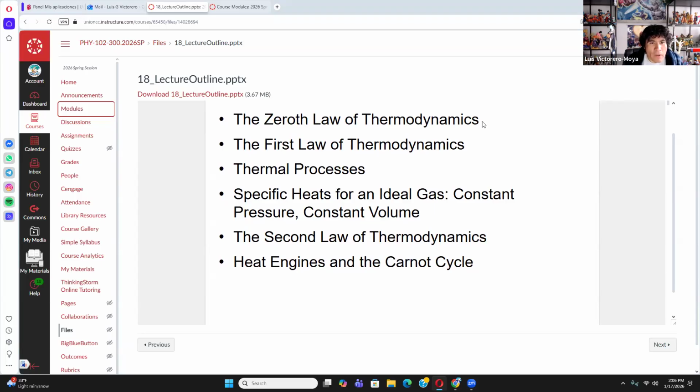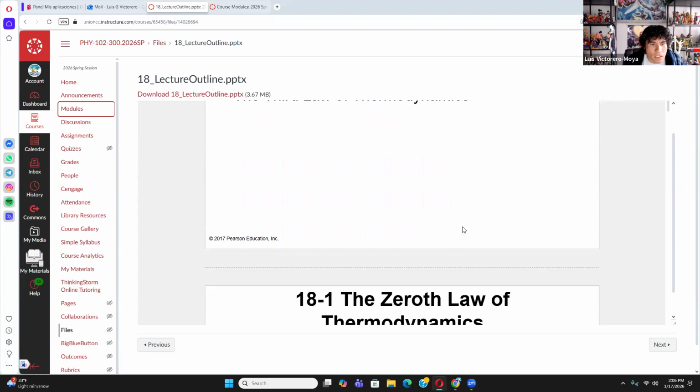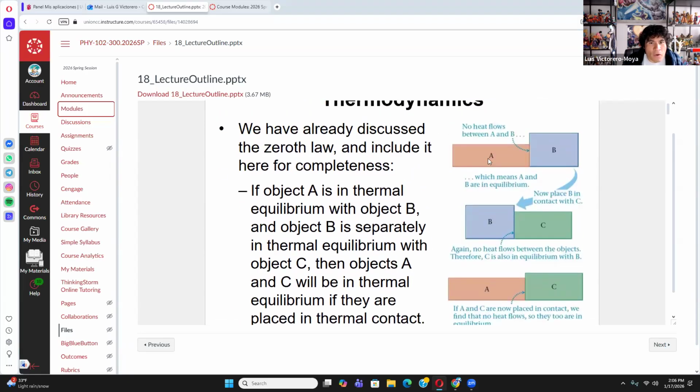The zeroth law, we went over that in the first class, the first video lecture, in which you have that if object A is in thermal equilibrium with object B, and if object B is in thermal equilibrium with object C, then object A is in thermal equilibrium with object C, right? So it's sort of like A and B, B and C, then A and C are in equilibrium.